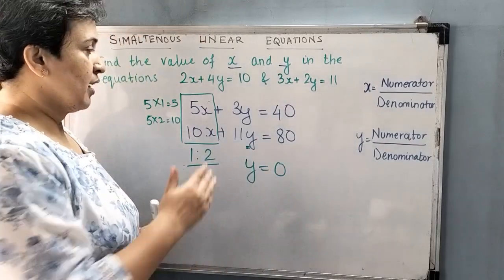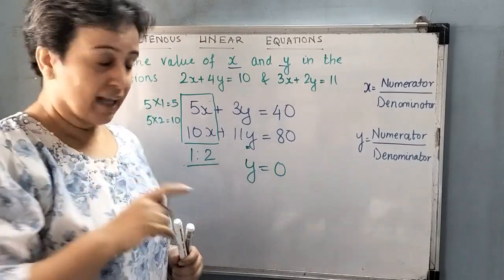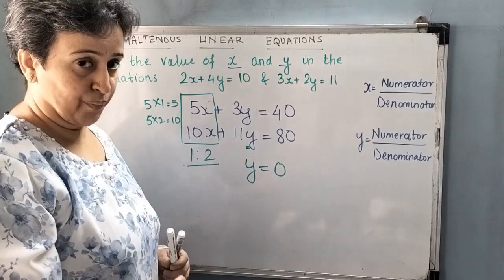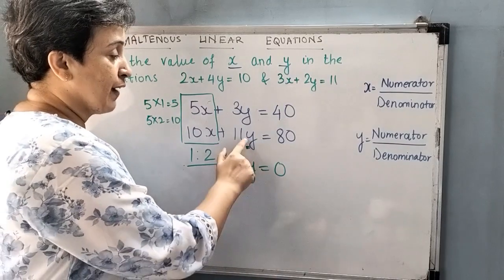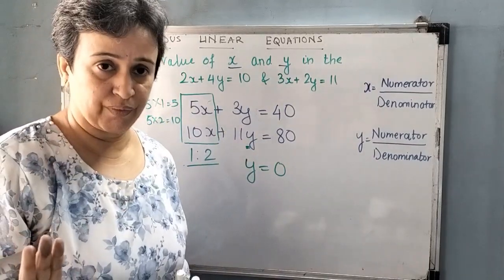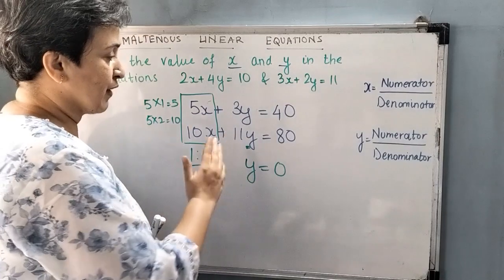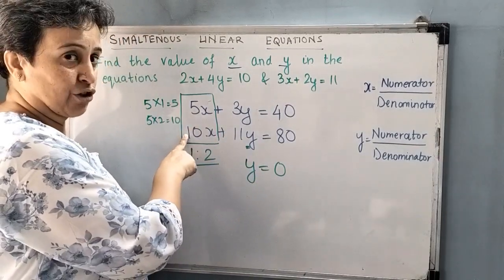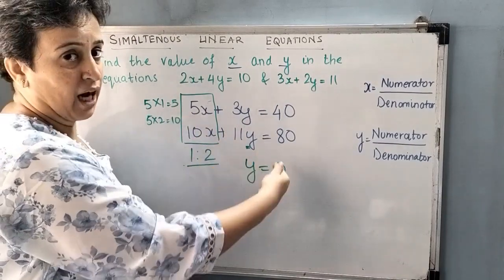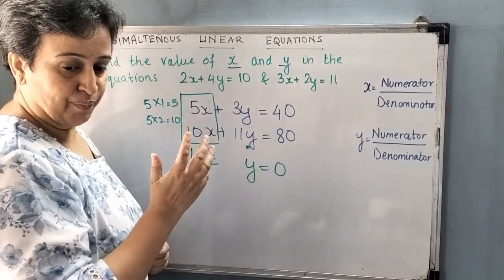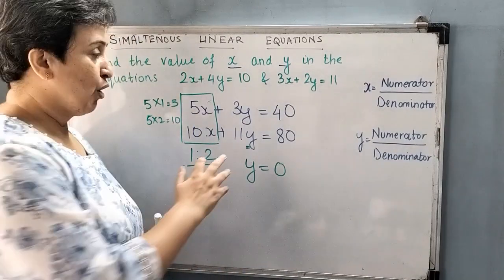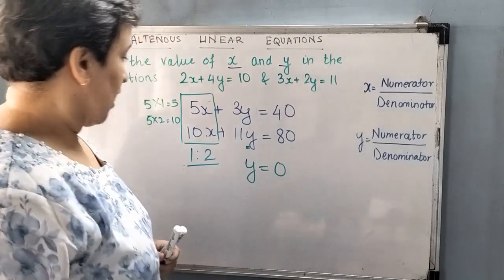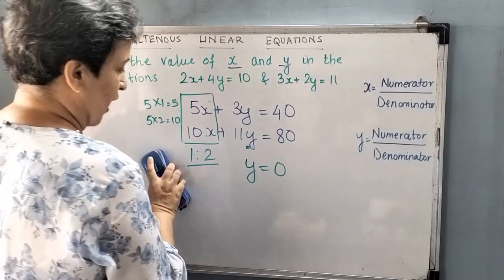I will repeat the sutra. The sutra says that if the coefficients of a variable are in a ratio, then the other variable is 0. So it makes our solving very easy. In this case, I know that 5 and 10 are in a ratio. So my y, which is the other variable, becomes 0. So finding the value of x is going to be extremely simple for me. If you want, I can solve it.